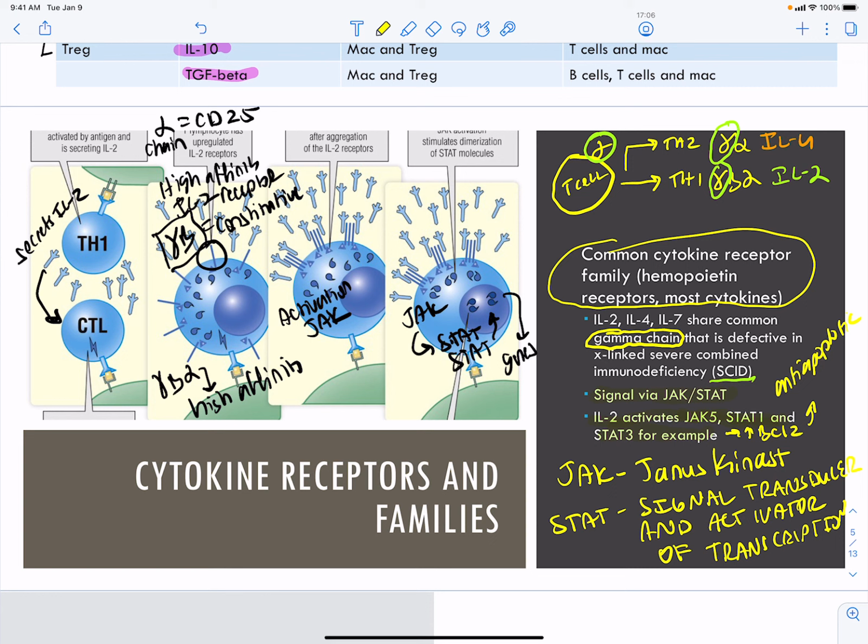Okay, so it's going to keep these cells alive, the signaling with the IL-2. It's also going to cause them to replicate. So genes necessary for replication are also going to be activated through the transcription factors STAT1 and STAT3.